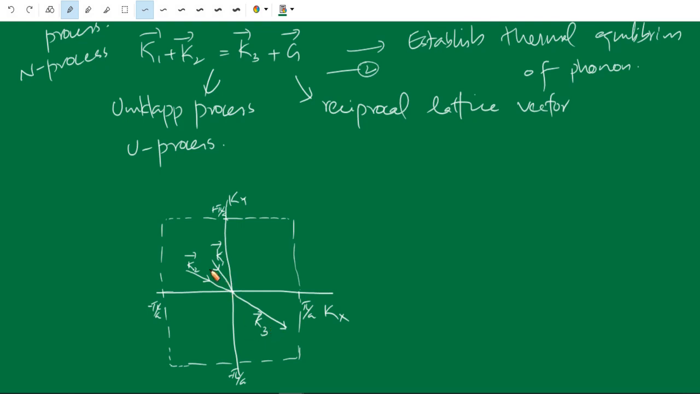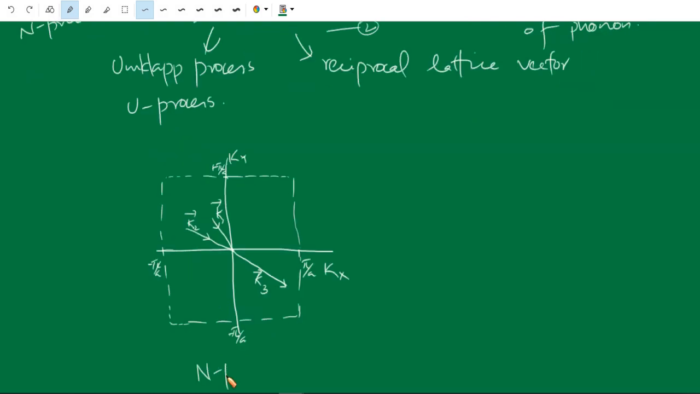In K space, we plot the wave vectors. K1 and K2 are the wave vectors of the individual phonons 1 and 2, and the resulting wave vector K3 is the wave vector of the scattered phonon. Then this kind of process is called the N process or normal process.